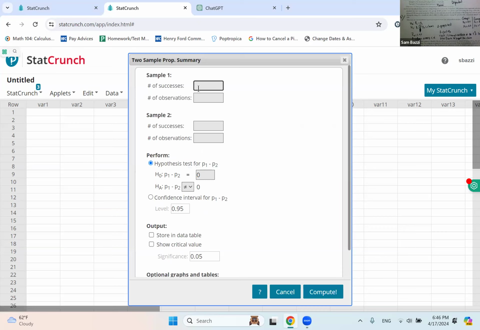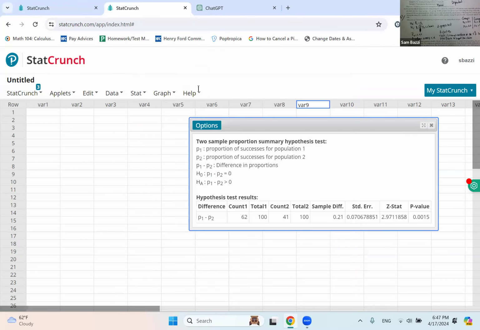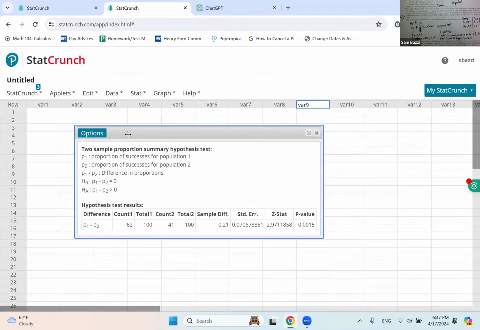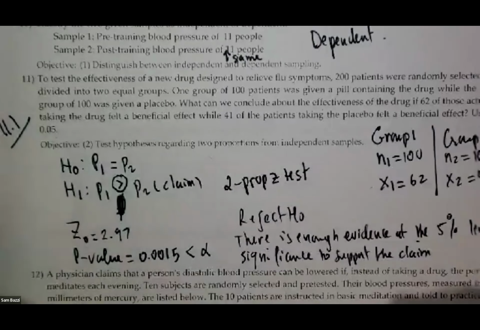Number of successes, X1, which is 62. Number of observations, which is N1, 100. Number of successes, which is 41. Observations, 100. And we want to test that P1 is greater than P2. Just select the sign and leave the 0 here. P1 minus P2 equal to 0 is the same as P1 equals P2. It means the same thing. I just hit compute and look, guys, you get the same results. Z is 2.97 and the p-value is 0.0015. Let me stop sharing, continue.